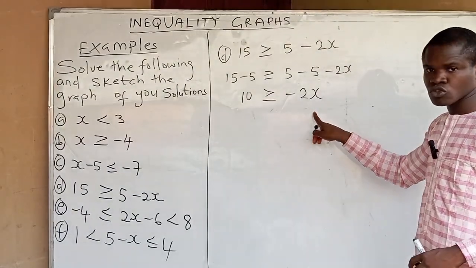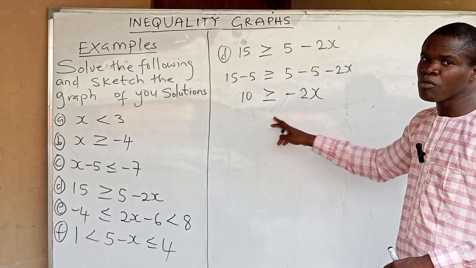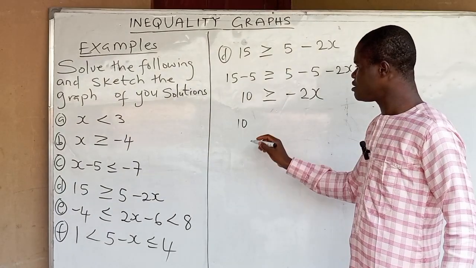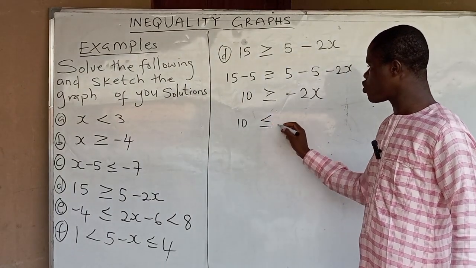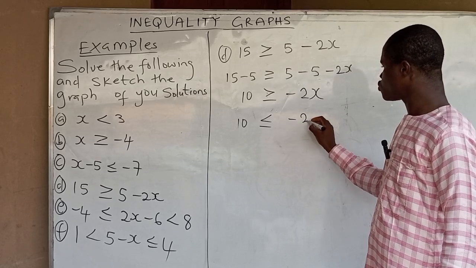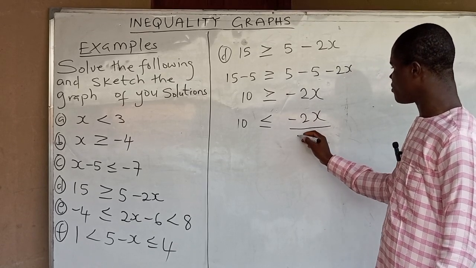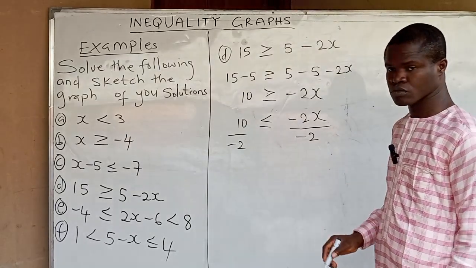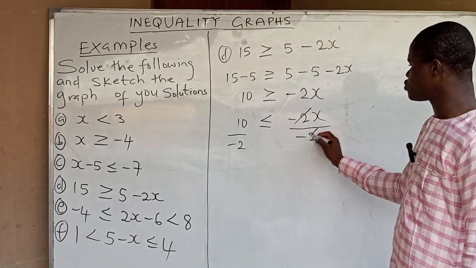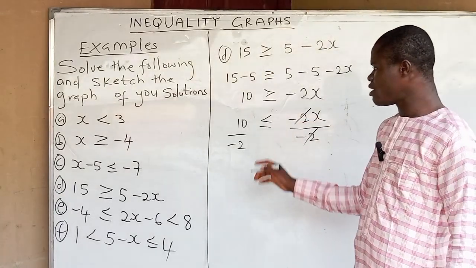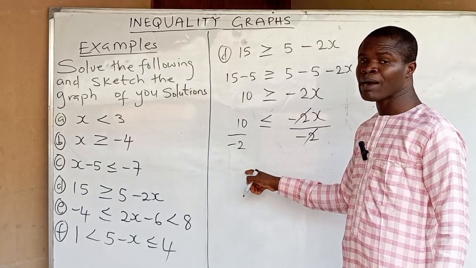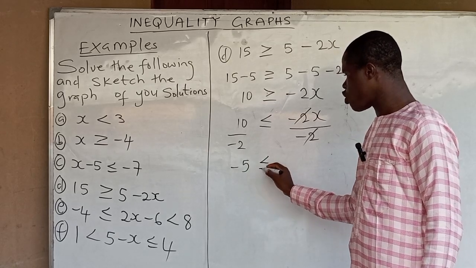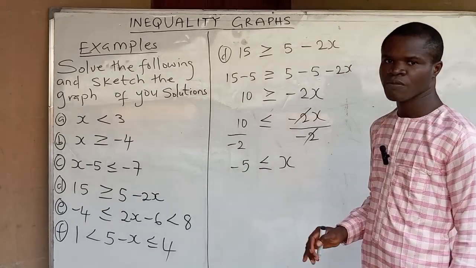So because this is minus 2, and I want to divide both sides by minus 2, I'm going to now rewrite it as 10 is less than or equal to minus 2x, because I'm going to divide both sides by minus 2. So that minus 2, we cancel out minus 2, and then we are left with 10 divided by minus 2 will give us minus 5 is less than or equal to x.